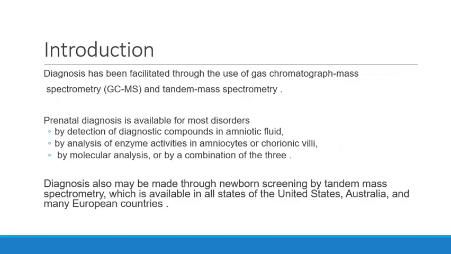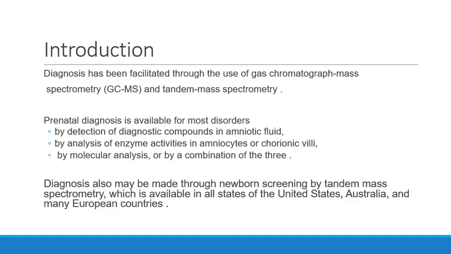The diagnosis of all these organic acidemias is performed, of course, through an extended metabolic screen, which shows an abnormality in the acylcarnitine profile, and this should be confirmed by urine organic acid profile done through gas chromatography mass spectrometry. We have here the gas chromatography mass spectrometry, and we have also the extended metabolic screen, which is LC-MS/MS.